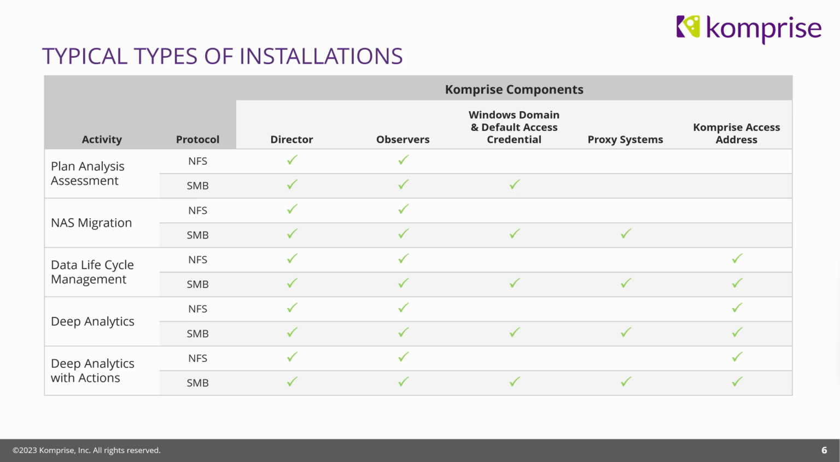For those looking to implement a robust data lifecycle management plan, Komprise's transparent movement technology can be leveraged by adding the Komprise Access Address component. Our full product suite, which includes data lifecycle management, deep analytics, and deep analytics with actions, allows customers to thoroughly analyze their unstructured data and develop robust data management plans. Taking action is needed on a full share or directories or with very select data sets selected by a tag or a query. While it's best to eventually deploy all components, it's not necessary to do so on the first day. And this overview should provide a sense of what to schedule and when.